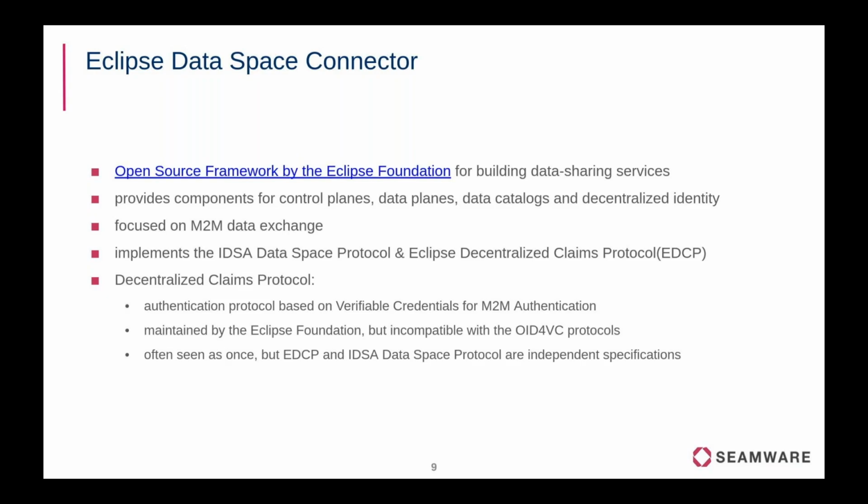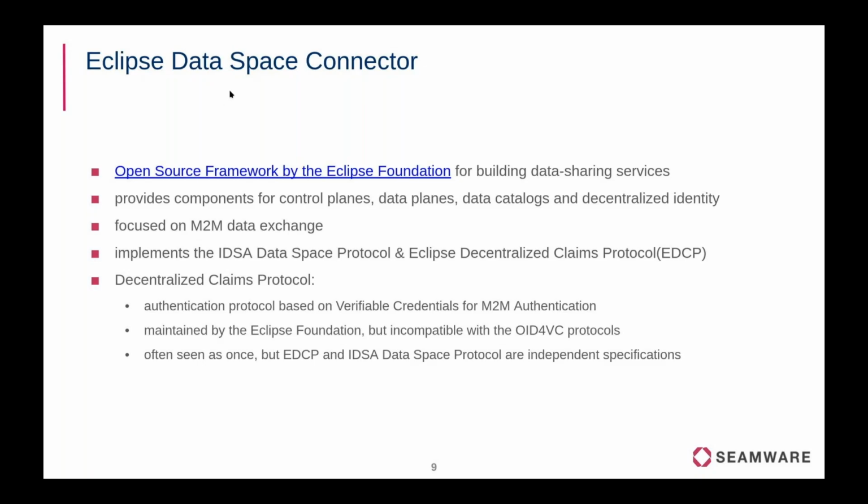The Eclipse Data Space Connector itself implements the IDSA Data Space Protocol, but also another protocol that is often seen together with the IDSA Data Space Protocol but is actually a completely separate protocol, which is the Eclipse Decentralized Claims Protocol. So we essentially have the Data Space Protocol, which defines the structure of the data exchange itself, and the Decentralized Claims Protocol, which focuses on the authentication and authorization inside the Eclipse Data Space Connector.